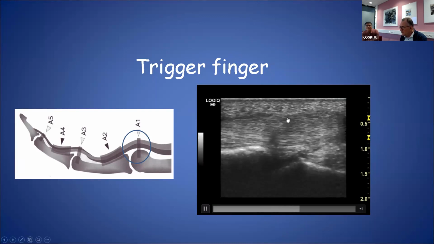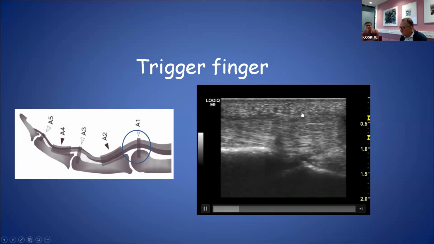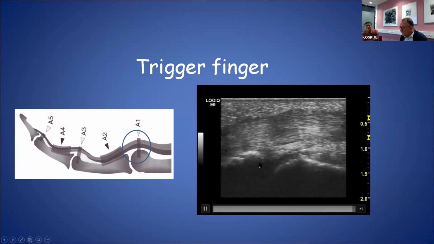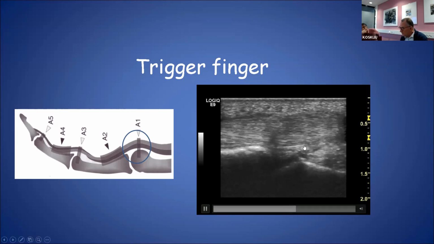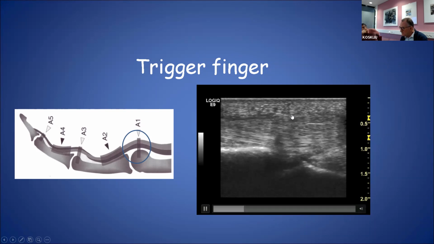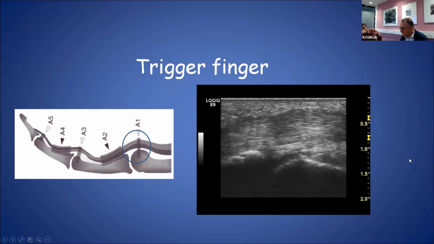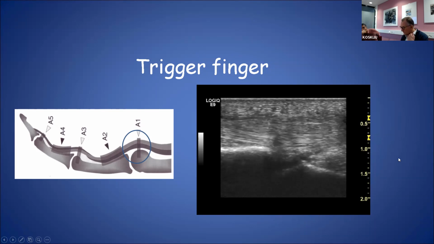You see, this here is the pulley, this hyperechoic structure here. And you see that there is some enlargement of the distal part of the tendon, and it cannot go through the pulley. So there is clearly a snap. This is the trigger finger.